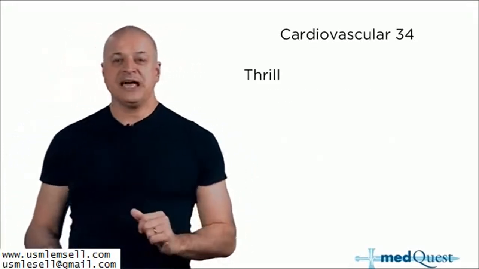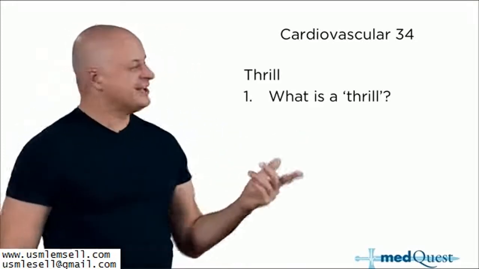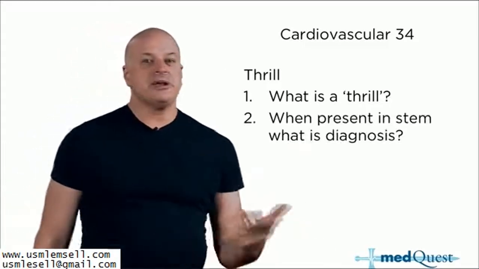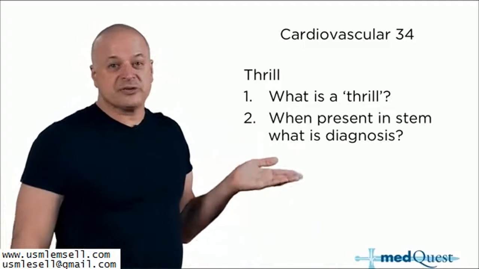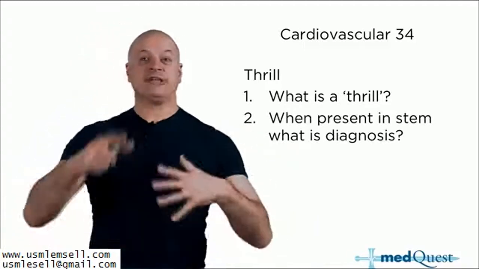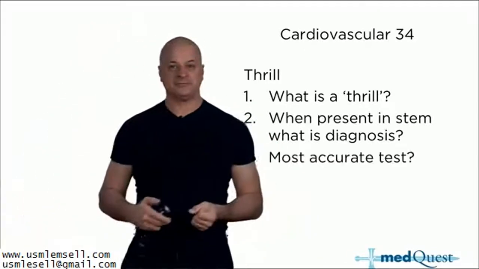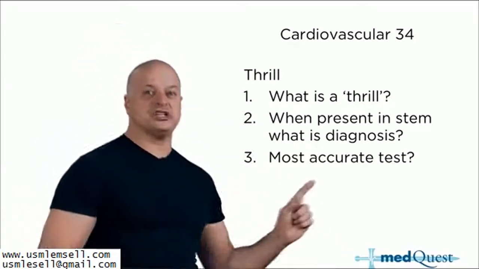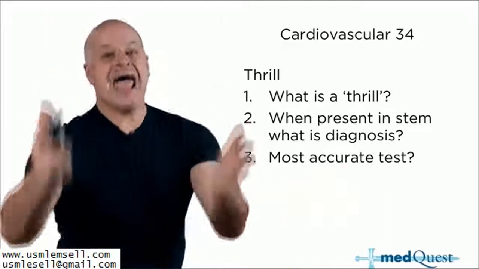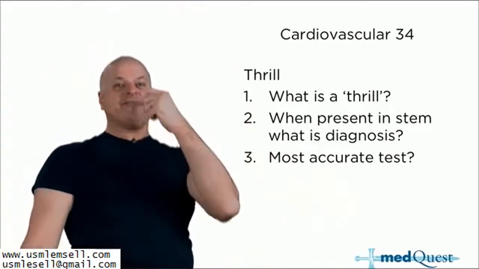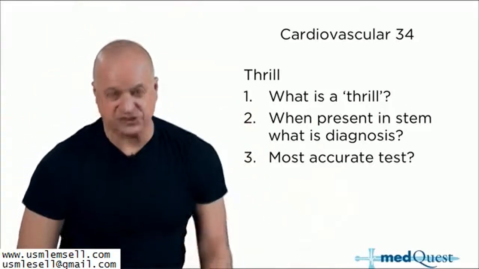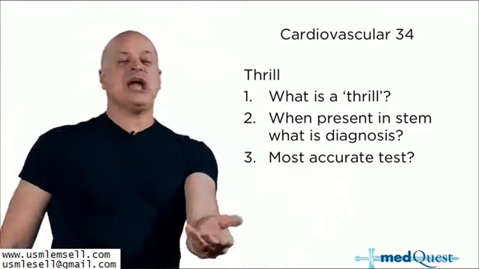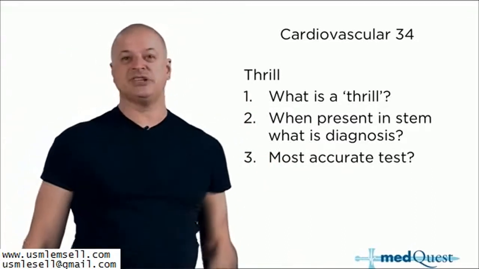Now, our next slide, a thrill. What is a thrill? Interesting name, right? A thrill is a palpable murmur. When you see a thrill, it means a really severe murmur. Okay? It's an extra fluid wave. This is cardiology, so the most accurate test is the echo. Transthoracic first, and transesophageal is better. Catheterization technically is the single most accurate, but not necessary 99% of the time.